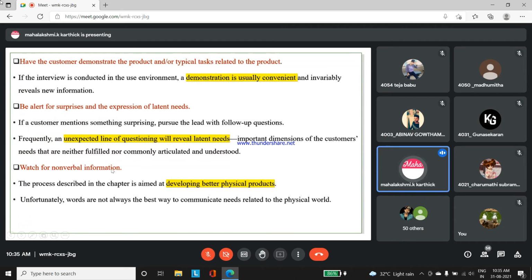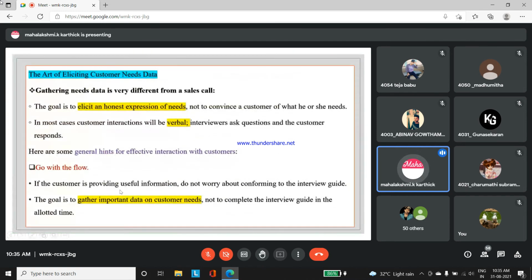Watch for non-verbal information, the best way to communicate needs related to the physical world. Only when the customer has made use of your product can they automatically understand that this particular product has satisfied their needs. So watch for non-verbal information also. Make them use your product. So these are the points where you have to satisfy the customer need data. The art of eliciting, a few points discussed.